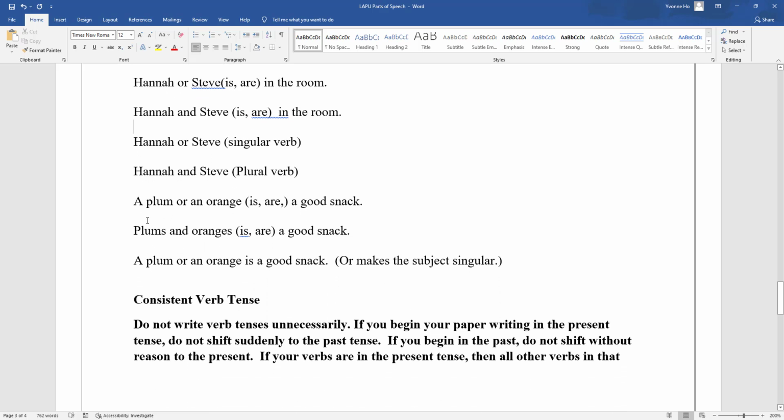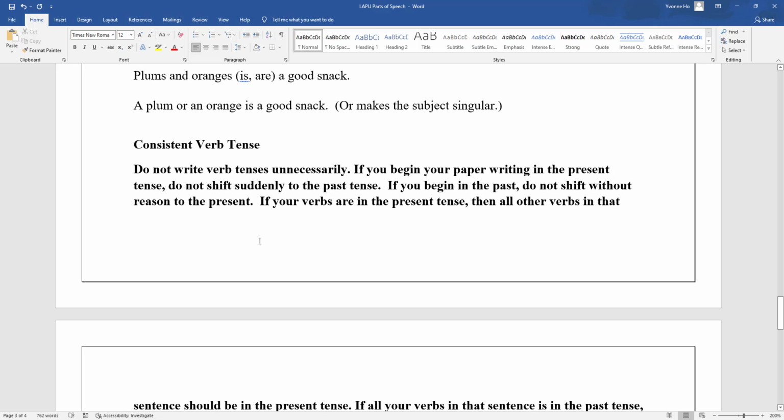So let's try this. A plum or an orange. So there you got the or, which makes it singular because you're talking about either the orange or the plum. So the answer is is. If I say both of them, plums and oranges, together, all of them, then it becomes plums and oranges are a good snack. So you got to be really careful to make sure that your verbs agree with your subjects. Plural subjects take plural verbs. Singular subjects take singular verbs.